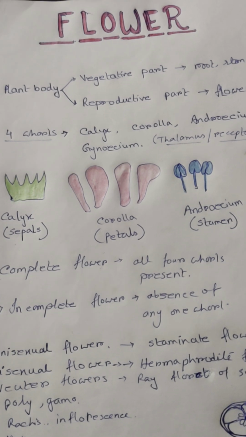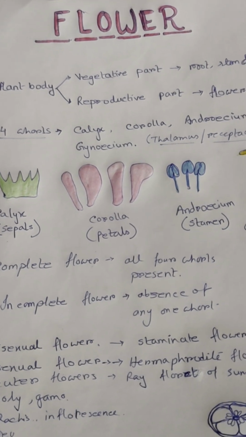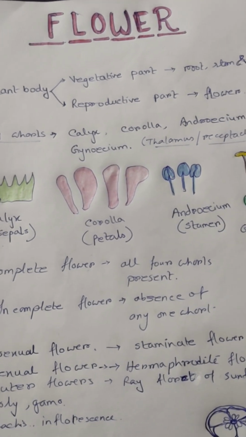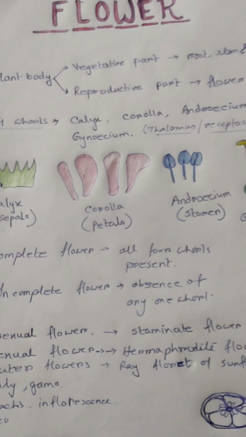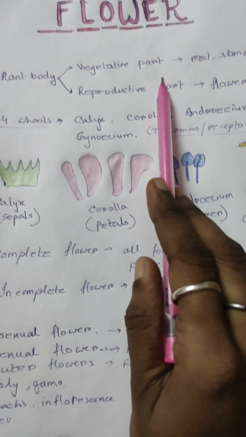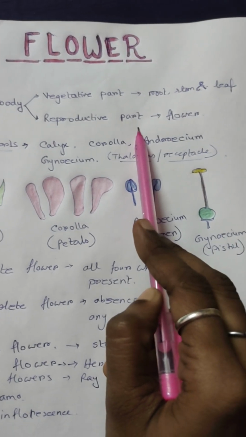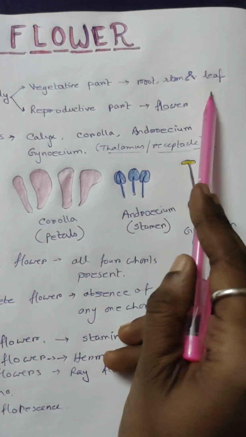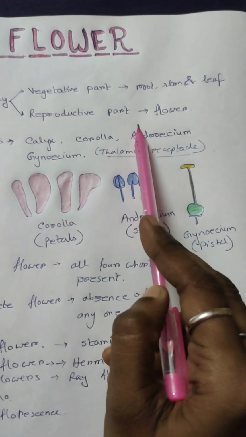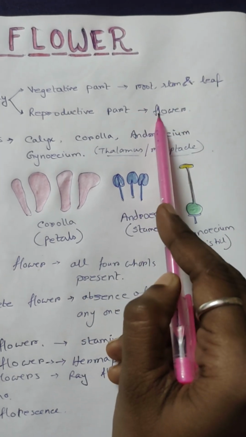Today I am going to explain to you the structure of a flower. Actually, the plant body has two parts, the vegetative part and the reproductive part. The vegetative part is made up of root, stem and leaf, and the reproductive part is made up of flower.